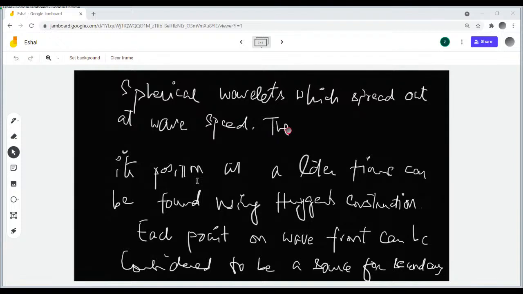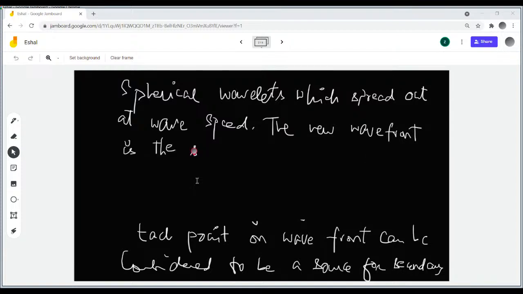The new wavefront is the surface that touches all the wavelets.